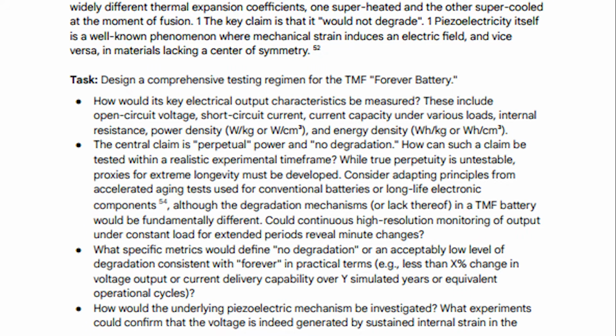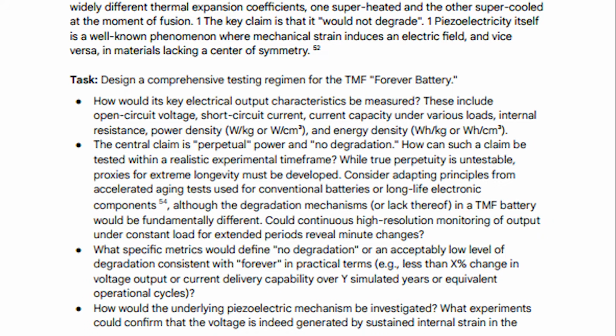Could continuous high-resolution monitoring of output under constant load for extended periods reveal minute changes? What specific metrics would define no degradation, or an acceptably low level of degradation, consistent with forever in practical terms, e.g. less than X% change in voltage output or current delivery capability over Y simulated years, or equivalent operational cycles?